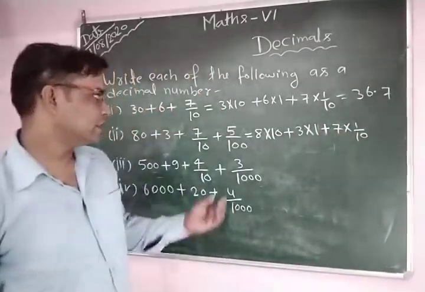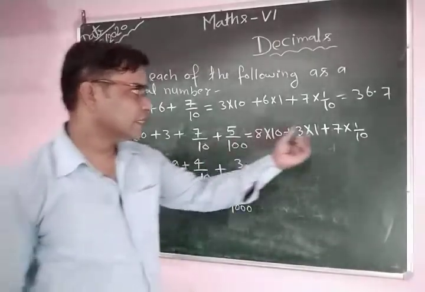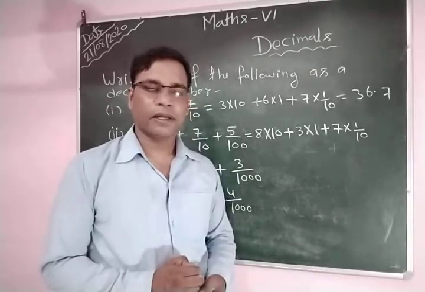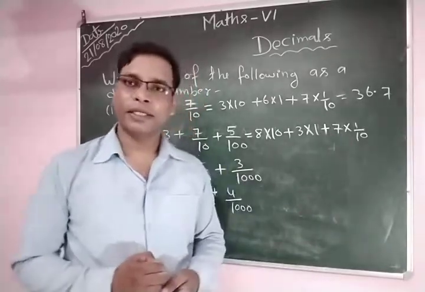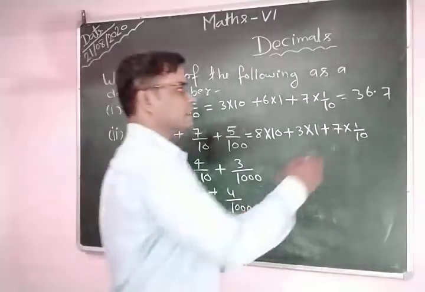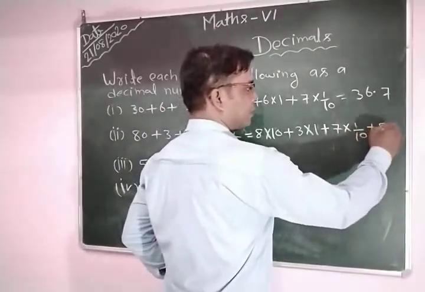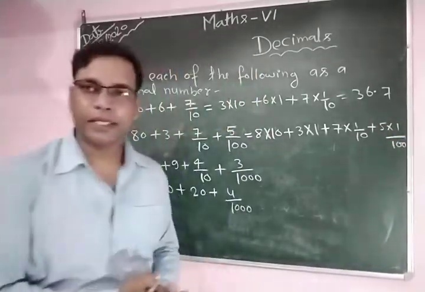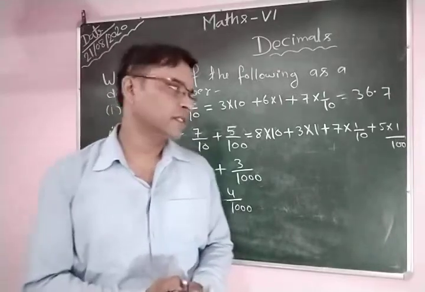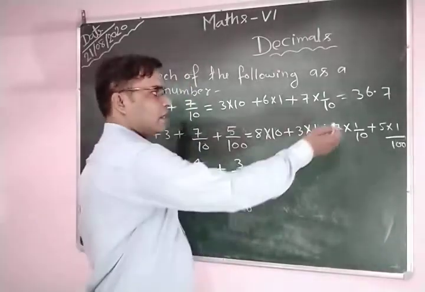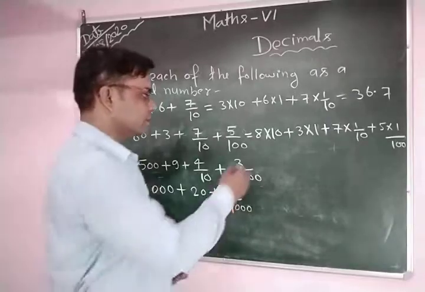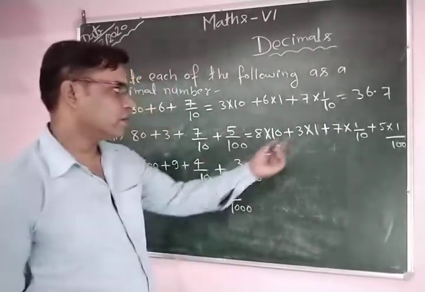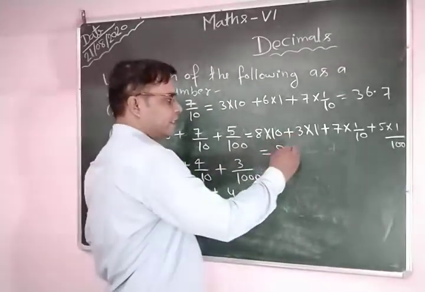Okay. So it means that this 1 by 10 represents the tenths place. Okay. So we write 7 in the tenths place. And next is 5 into 1 by 100. Okay. So this 1 by 100 represents the hundredths place. So we can write here 5 in the hundredths place. So here you can write 8 is the tens place. This is 8, and 3 is the ones place. So we can write here 3.